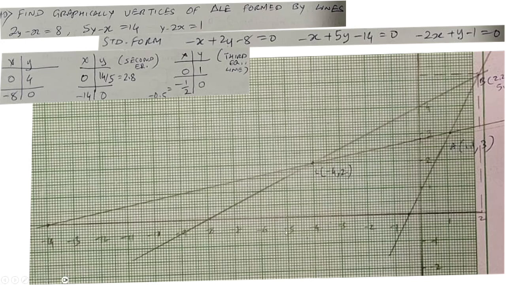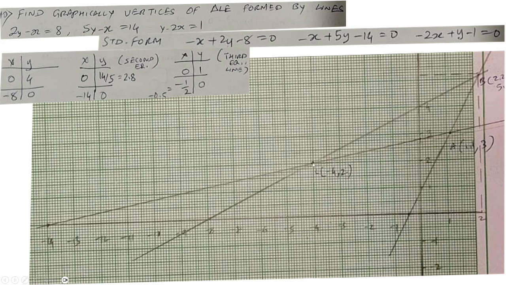Okay, so you can see that this is the first line which goes through minus 8 comma 0 and 0 comma 4. So if you can see the mouse cursor, this is the first line. Okay, and this is the second line. Okay, and this is the third line. Okay, and they form this triangle. So these 3 lines form this triangle A, B, C.